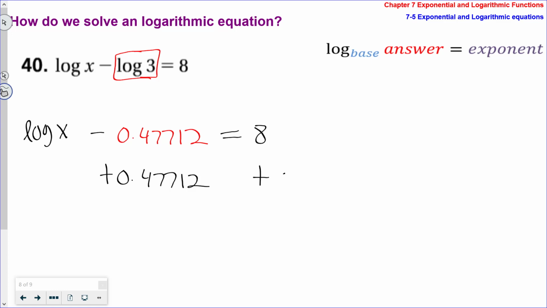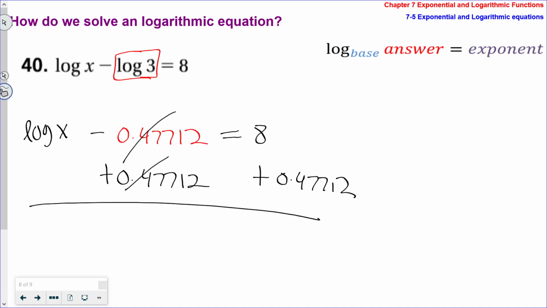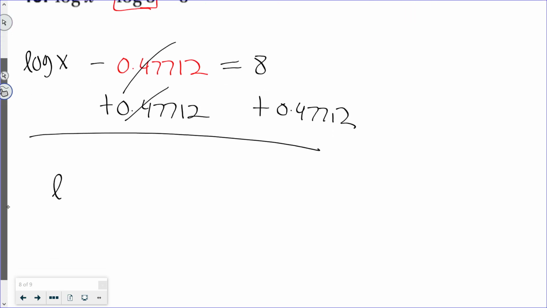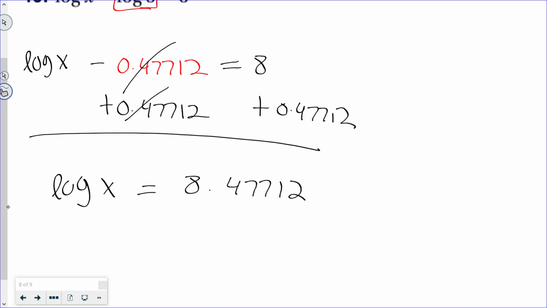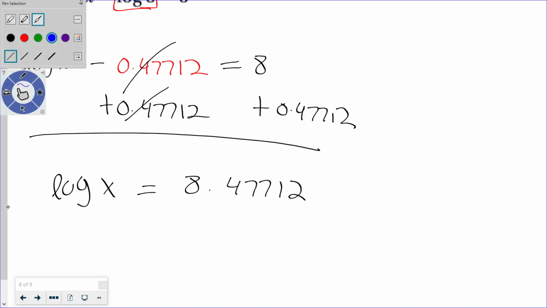So we'll add 0.47712 to both sides. Log of x equals 8.47712. Now we have one log and the log is isolated. Now we can go to exponential form. And to remind you, exponential form is base raised to the exponent equals the answer.